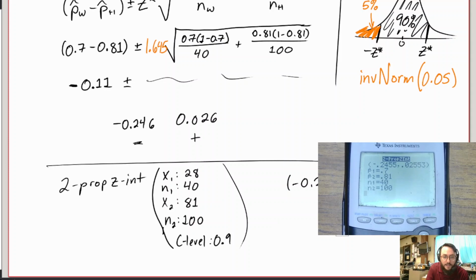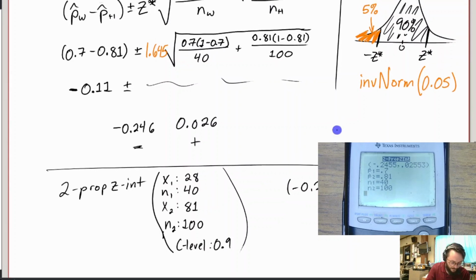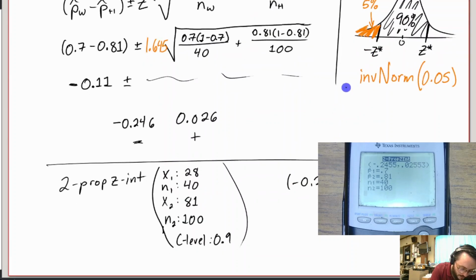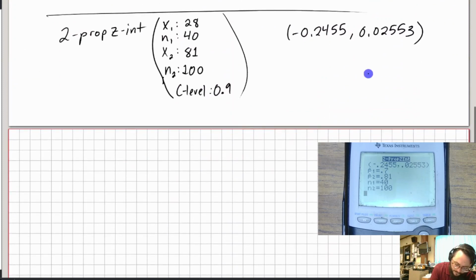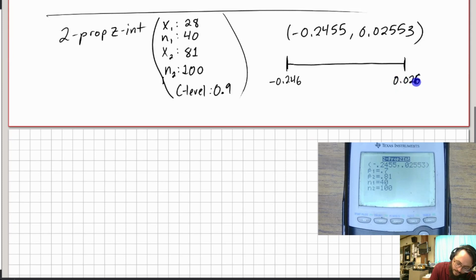Now I want you to notice something, right? Where is our p hat in this confidence interval? Sorry, tablet's a little upset right now. Oh, I see here. A new page. Okay, there we are. Okay. Right, this is negative 0.246. Up here is positive 0.026. Our p hat falls right in the middle.